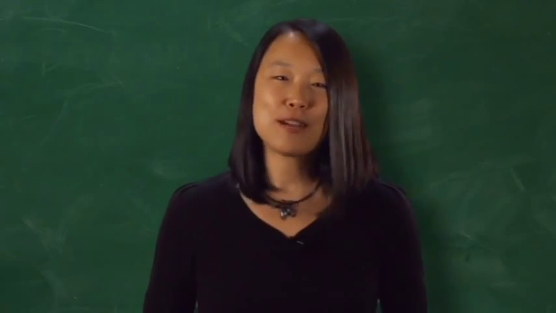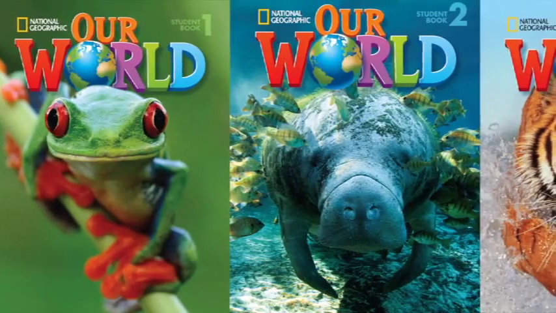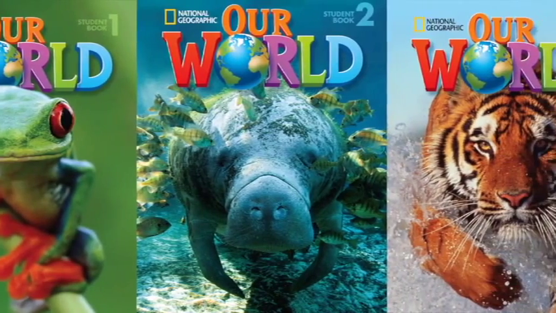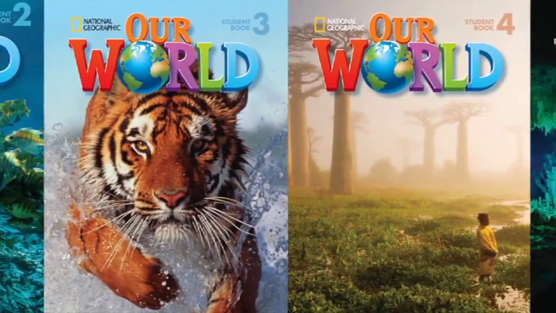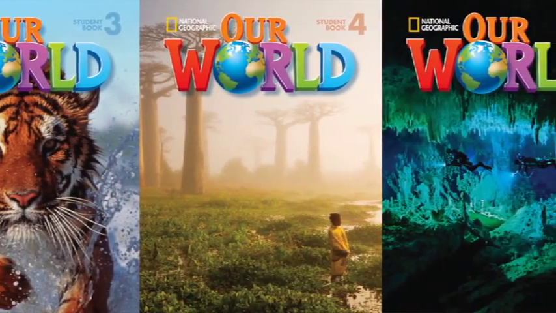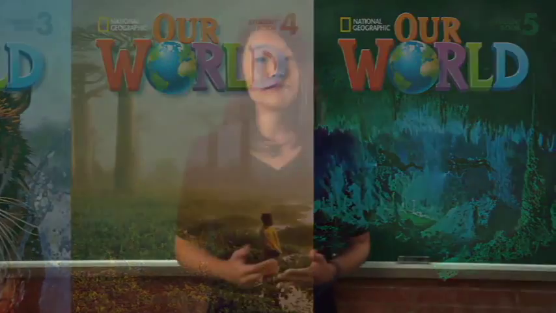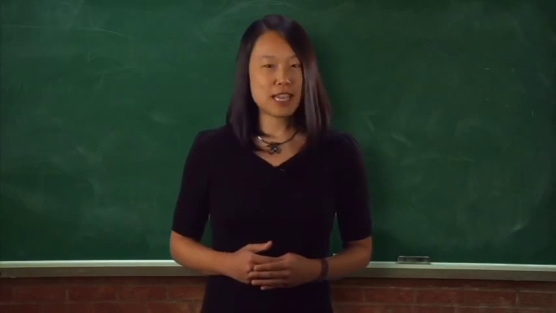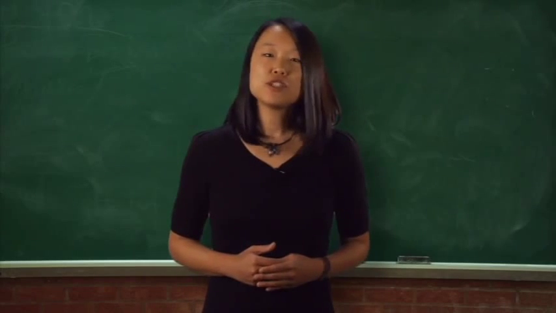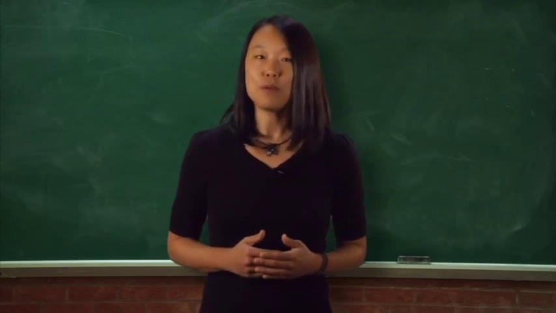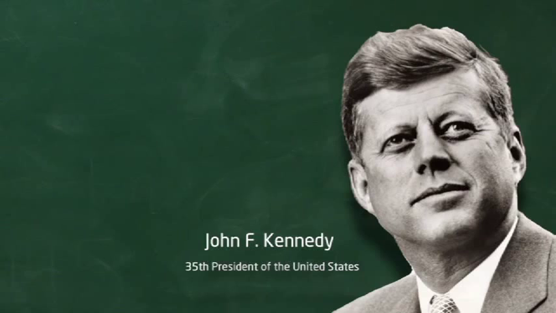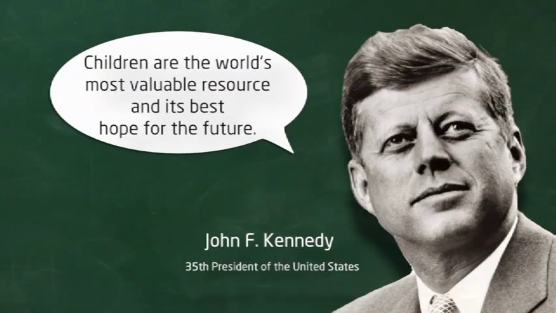English is also the language of global problem solving. Using National Geographic images and content will help our children explore other places and cultures and encourage them to care about other people and our fascinating and precious yet endangered world. Their increased understanding of their world and ability to communicate in English across cultures will help young learners become good global citizens. Remember what John F. Kennedy said. Children are the world's most valuable resource and its best hope for the future.